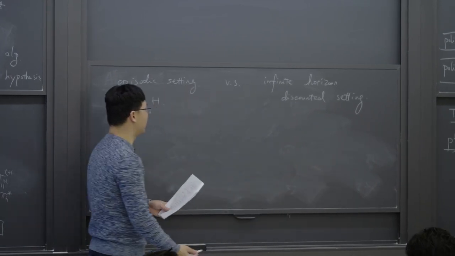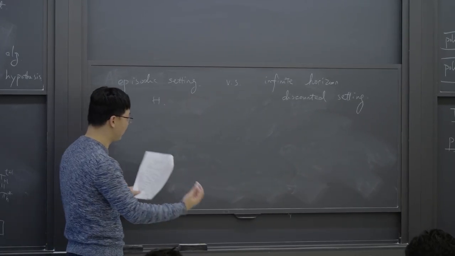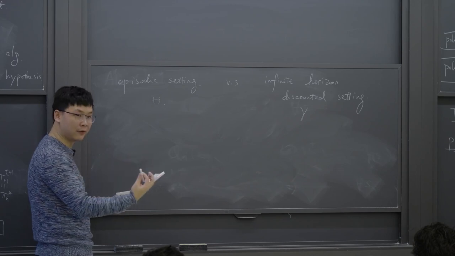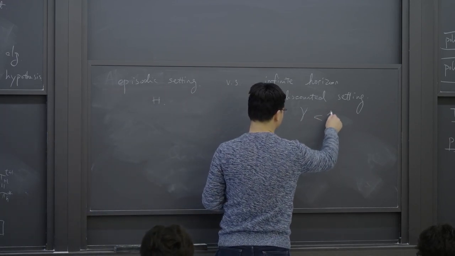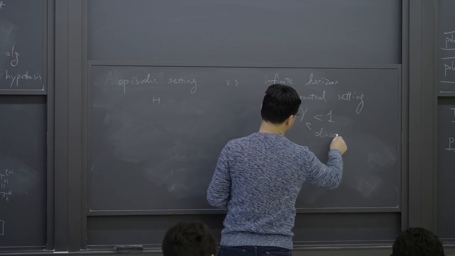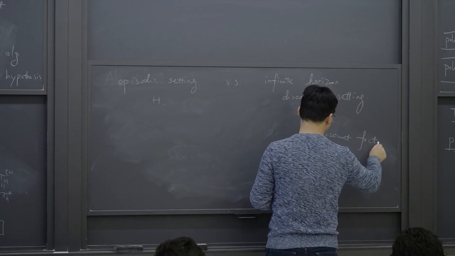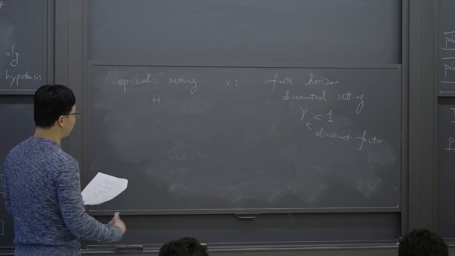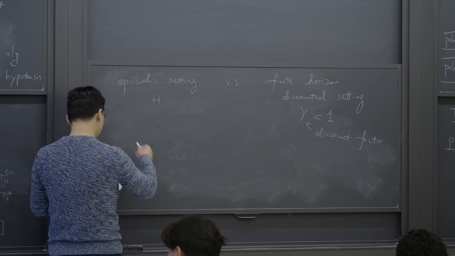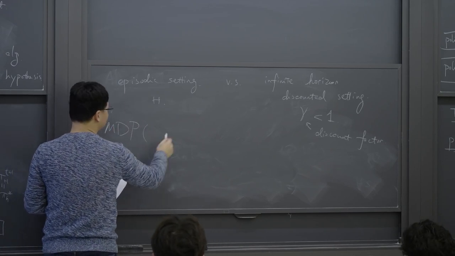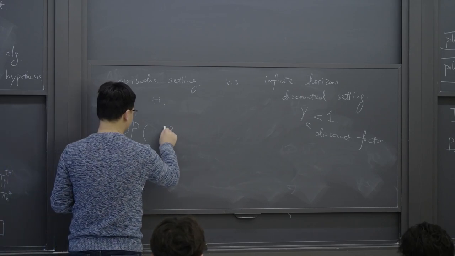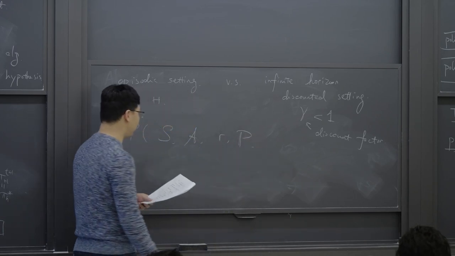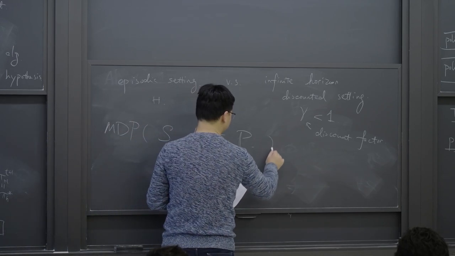The key quantity there is, instead of how many steps you have per episode, you have an infinite number of steps, but you discount the future reward by some discount factor gamma. This gamma is smaller than one, and this is a discount factor. It will be much clearer if we look at the value function. The MDP in the infinite horizon discounted setting is very similar to our setting, which has a set of states, set of actions, reward, and transition probability. The only difference is that now we no longer have a finite horizon. We have a discount factor, gamma.